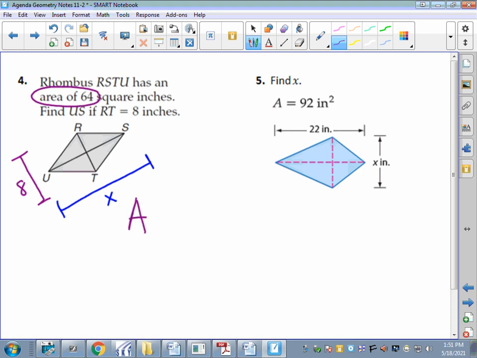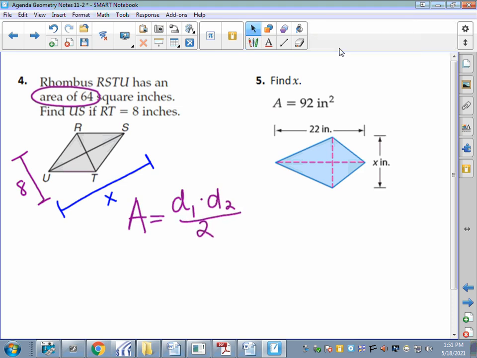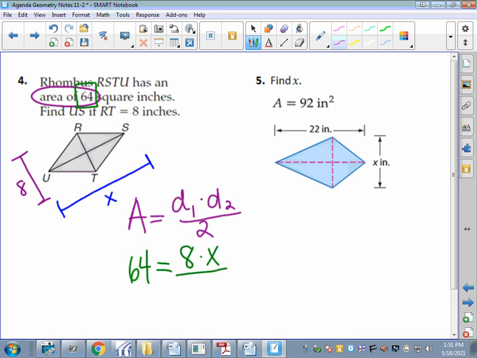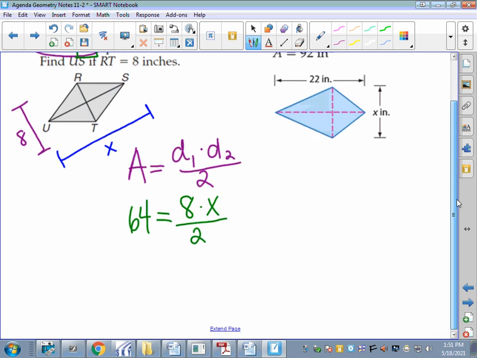So if we think to ourselves, diagonal 1 times diagonal 2 all over 2, we actually have a number to put into the area. 64 is the area. So I'm going to put a 64 in here. One of my diagonals is 8. The other diagonal is X. That's all over 2. So I'm finding the length of a diagonal, US, so I have to work backwards a little bit.